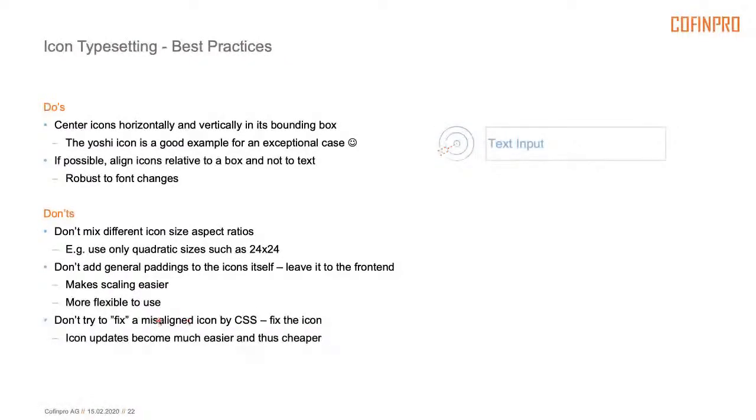And if you come across such a scenario, don't try to fix the misaligned icon by CSS. Try to fix the icon. So if you want to update your icons from time to time, the updates become much easier and also much cheaper, because you do not have to remove all the custom CSS stuff that you've added just to work around the actual root cause.